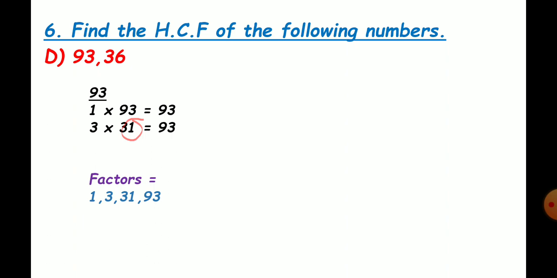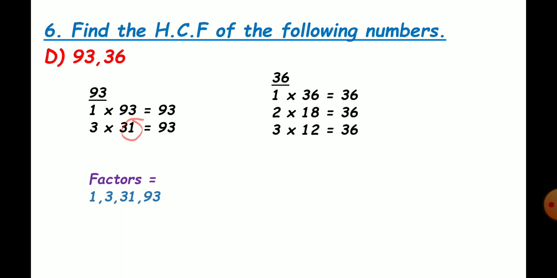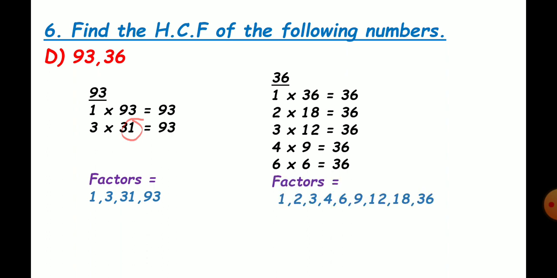Okay, then find the factors of 36. 1 36 is 36, 2 18s are 36, 3 12s are 36, 4 9s are 36, 5 table, 6 table, 6 table it comes, 6 6s are 36. It is repeated, so we have to stop. Yeah, so factors are 1, 2, 3, 4, 6, 9, 12, 18, 36. We have already found the factors of 36 so many times. Okay, so we have written the factors of 36.